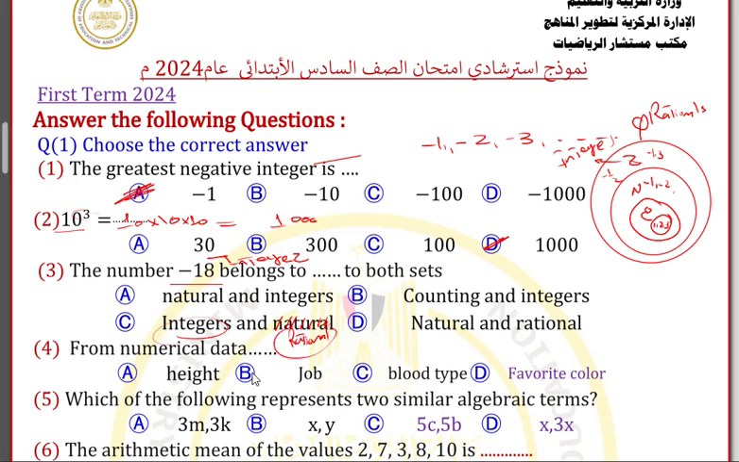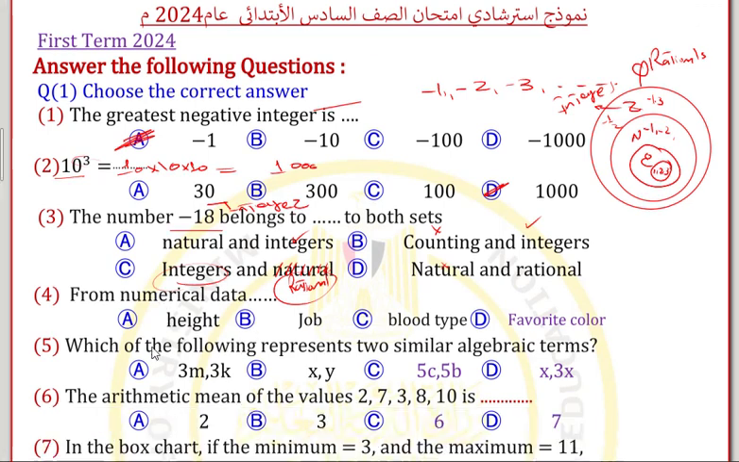Natural and integer: -18 is an integer, but it is not natural, of course. -18 also is not a counting number, it is an integer. Natural, no, I don't think so. Natural has 0, 1, 2, 3, it doesn't have any negatives. And rational, rationals have -18, but natural doesn't have it.